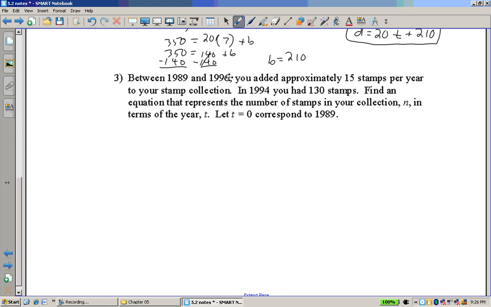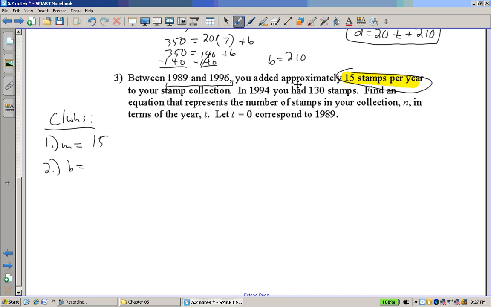Okay, between 1989 and 1996, again, that's telling me where my data is valid, where I can figure out what's going on fairly accurately. You added 15 stamps per year. Now, that looks like a change over time. It looks like something that's changing over the years. So 15 stamps per year looks like some important information. In fact, I'm just going to go ahead and say, as far as my clues, this is m. This is the slope, 15 stamps per year.